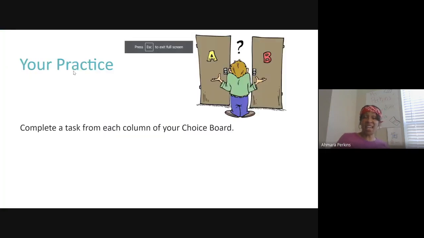What you're going to do is just have your prediction in your brains about what you think the main idea of the text we're about to read is going to be. All right, and then for your practice, I have included a link for a choice board, and you are going to complete a task from each column of your choice board. Okay, and the activities that are there reinforce what we've learned today. So great job with your heavy lifting.